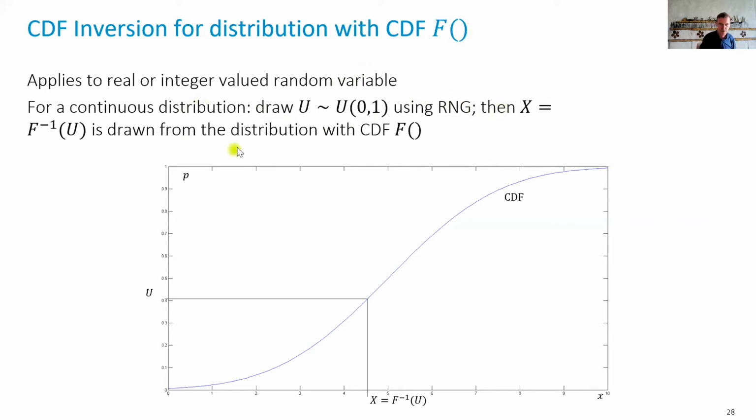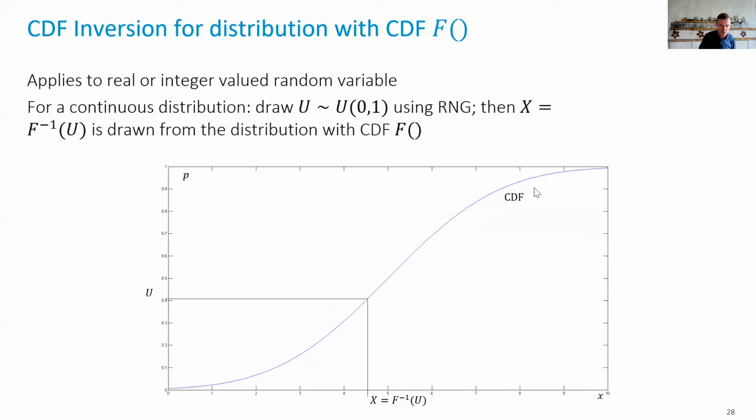Then I have the following property: if I draw a uniform number between 0 and 1, and I take the inverse of the CDF applied to this random number, I will obtain something that is in the same space as my random variable, and it will have a distribution that has exactly the CDF that is this function here.